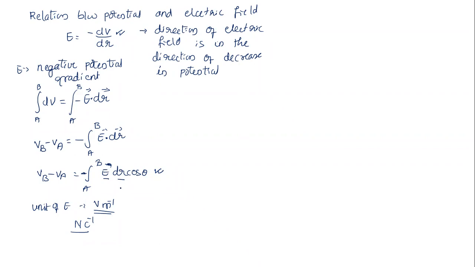Here dr stands for the position vector also. I can write dr equal to rb vector minus ra vector, the difference of those two. If the initial point and final point are given, you can use that. That's the one thing you need to remember.